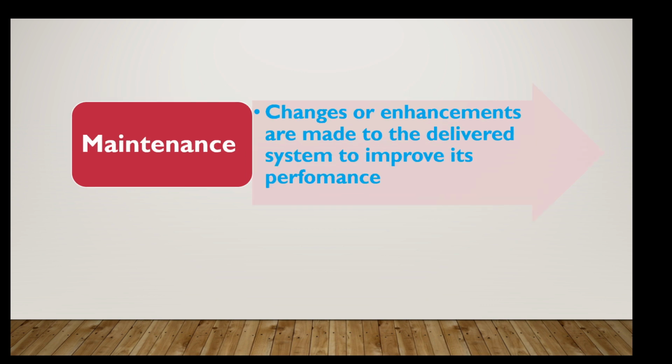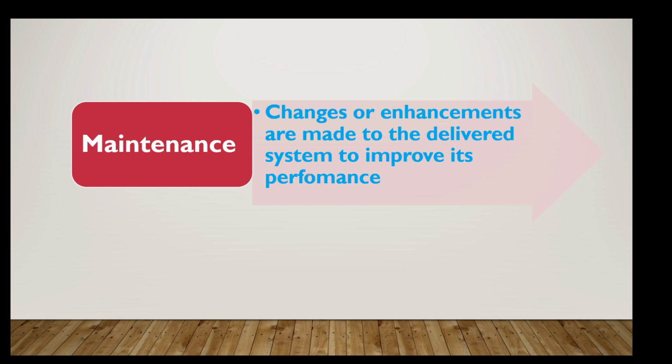And the next one, the last one, is maintenance. After installing the system in the customer environment, definitely the customer will require some changes or enhancements. Those changes are implemented in this phase. Changes or enhancements are made to the delivered system to improve its performance. The customer will expect some changes to improve the system performance. Those changes will be implemented in this phase. All these 7 phases are the phases of waterfall model.